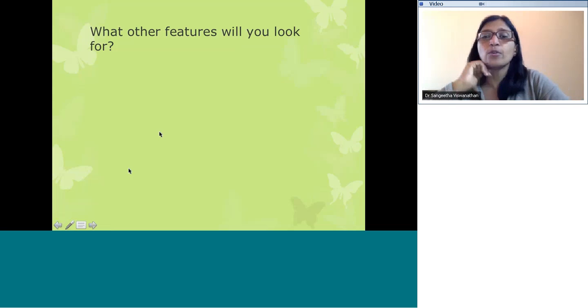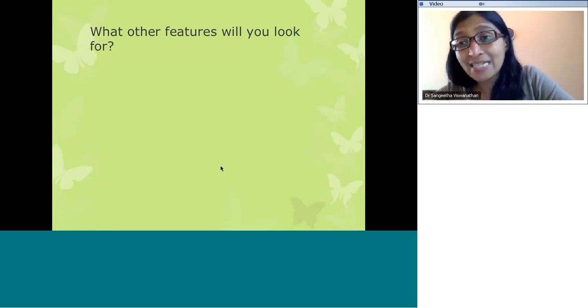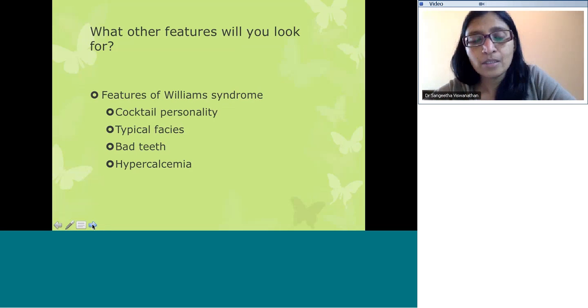So what other features will you look for in this patient? So what is the syndrome that is associated with supravalvular aortic stenosis? Williams syndrome. What are the features of Williams syndrome? Quickly. What are the features of Williams syndrome? Yeah, so it's a very typical facies, typical personality, the cocktail personality. They can have bad teeth, poor dentition. They're often hypercalcemic. Okay, so these are some of the features of Williams syndrome.